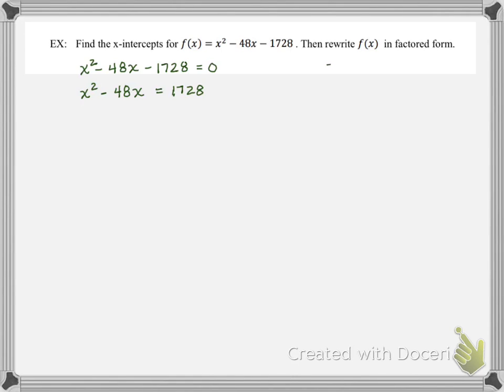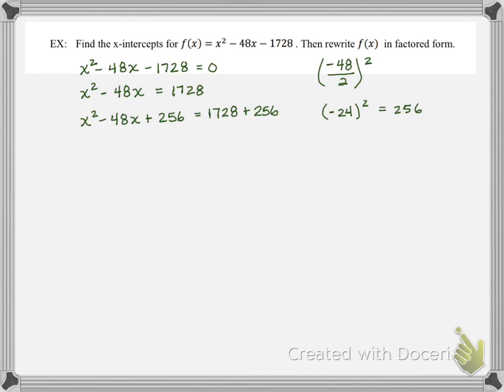And then, like Kevin said, we're going to take b, which is the coefficient of x, divide it by 2, and then square it. So we get negative 24 squared, which is 256. And that's the number that we add to both sides to complete our square. So x squared minus 48x plus 256 equals 1,728 plus 256.